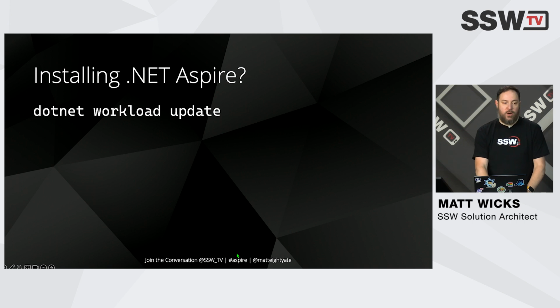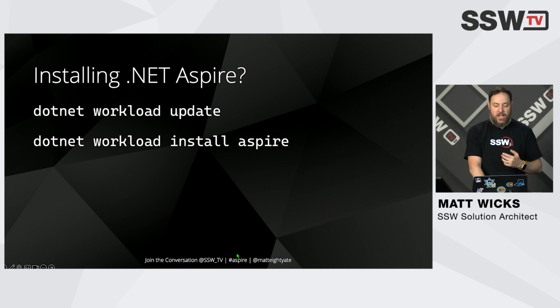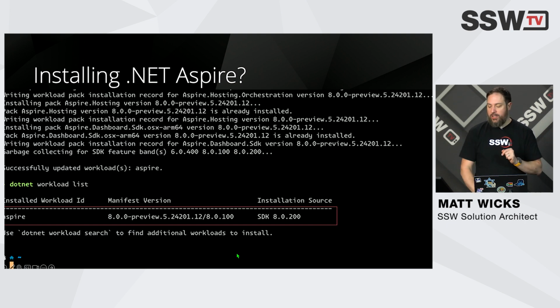So it's shipped as a separate workload, so it can ship outside of the .NET 8 servicing lifecycle. So do a workload update, then say, hey, dotnet workload install aspire. And then you say dotnet workload list just to make sure it's installed. And if it's installed, it will look like this. So you'll see there's 8 preview 5 as my manifest, and that's come from the SDK of .NET 8.